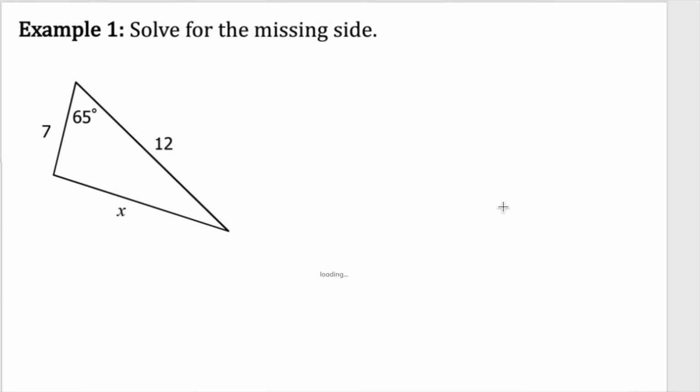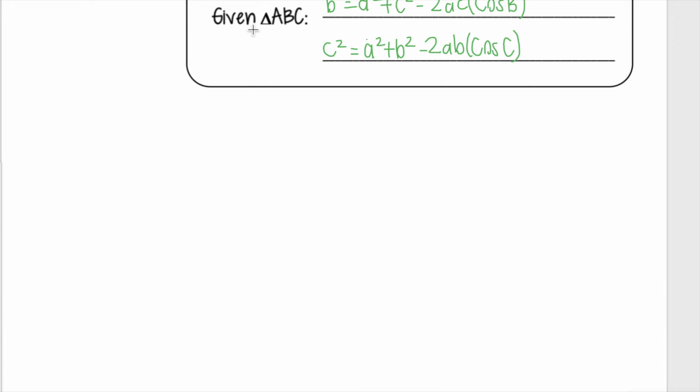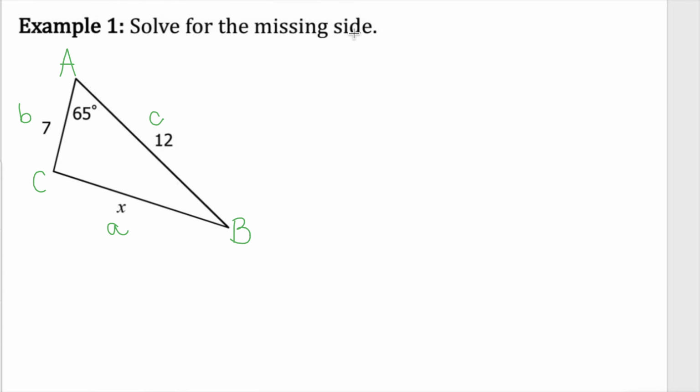So we're going to solve for the missing side. One thing I like to do for solving any triangle is go ahead and name it ABC. I start at the top and go clockwise with ABC, and then I name opposite from angle A is side a, opposite from angle B is side b, and opposite from angle C is side c. Because my missing length would be a, I'm going to use the first formula we wrote down, which is a squared is equal to b squared plus c squared minus 2bc times the cosine of A.